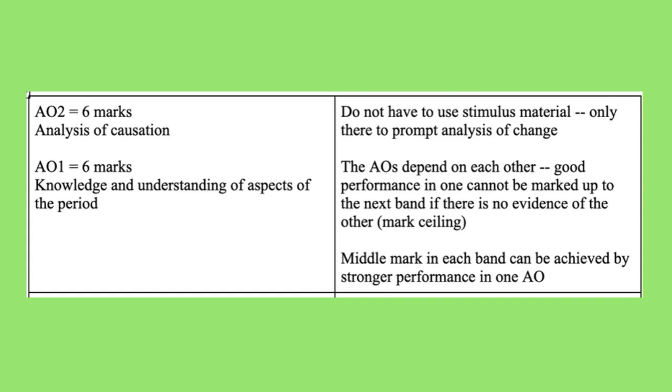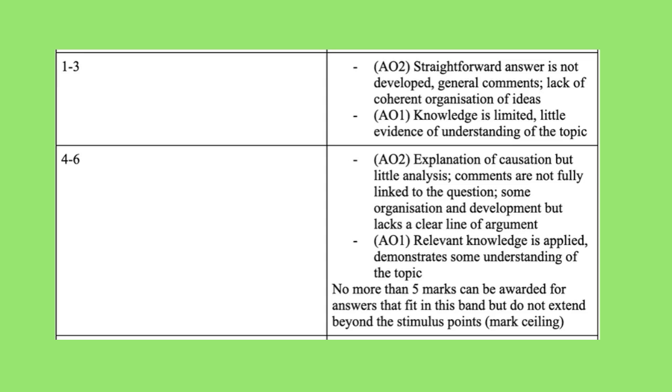When you're bringing in these factors, you need to show the examiner that you know the topic really well to explain this causation. Here are the bottom 2 bands for this question. Now, you might notice that we're seeing words like straightforward, not developed, general, lack of organisation. That means that maybe you've listed some factors that contributed to this event, but you haven't really explained them.